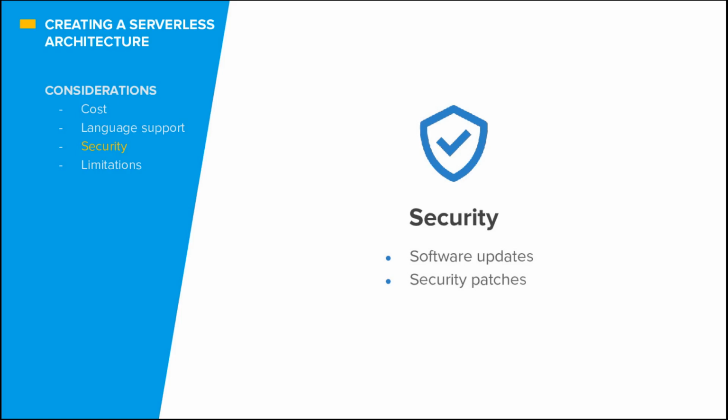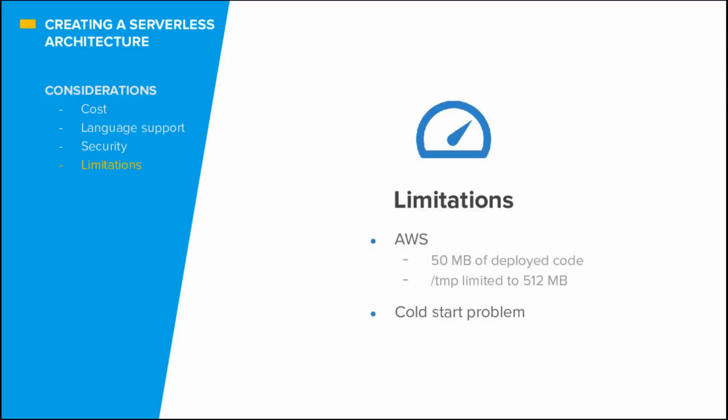And then going in and administering each of these machines and making sure that everything is up on the latest version can add up to quite a bit of work for an IT staff. But with serverless approaches, that is the concern of the provider, not of the person running the code. So that is taken off of your shoulders. That said, there are some limitations with this approach. For example, on AWS, there's a limit of 50 megabytes for deployed code, and the temp directory is limited to half a gigabyte.